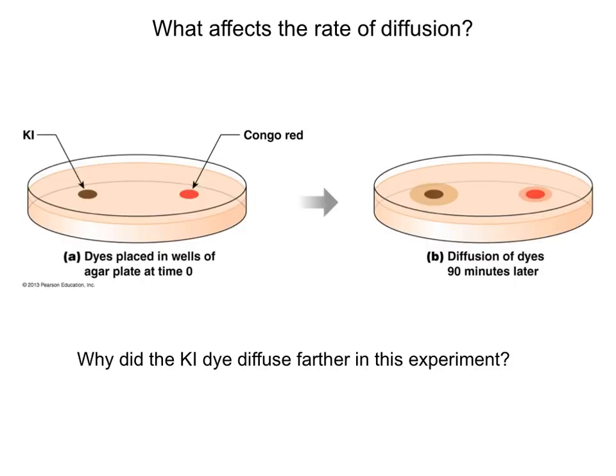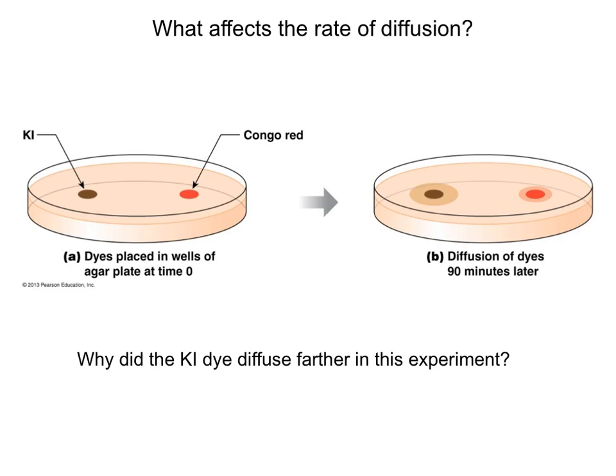So this is an experiment. It's actually pretty similar to some experiments that you'll do in the virtual labs for Lab 1. So this is an agar plate. Agar's kind of like a gel-like substance, and they have put potassium iodide on one side, so this is a dye, so we'll call it KI here, and then they put Congo red, which is a red dye, here. And then you wait 90 minutes, the molecules are going to diffuse from high concentration, right, where you've put them, to low concentration, because they're basically absent in the rest of the agar.